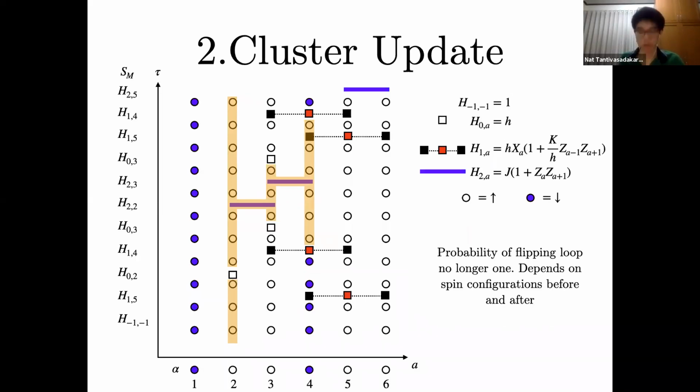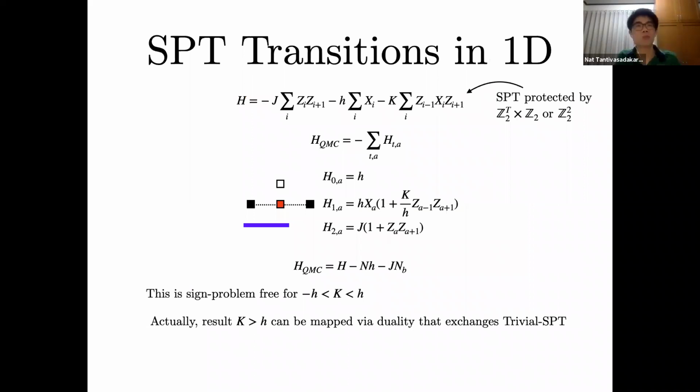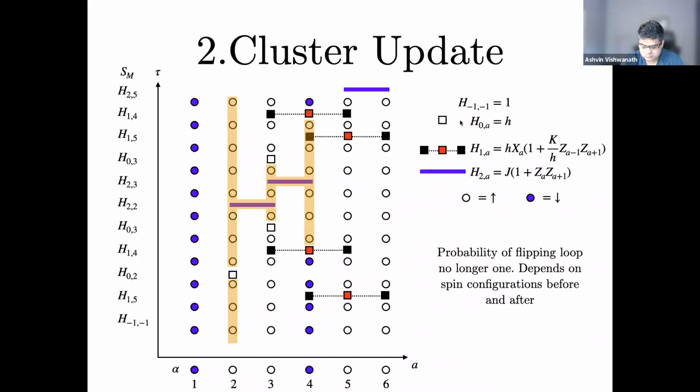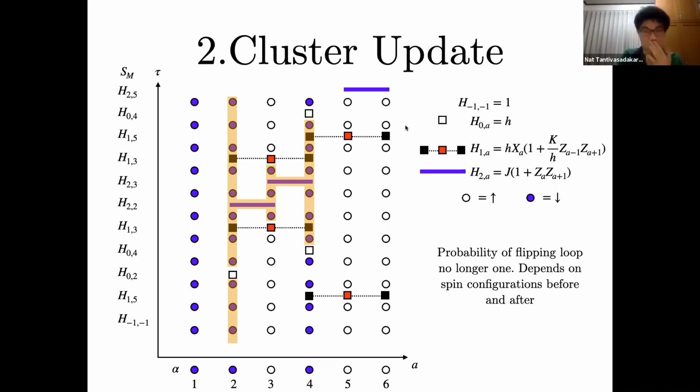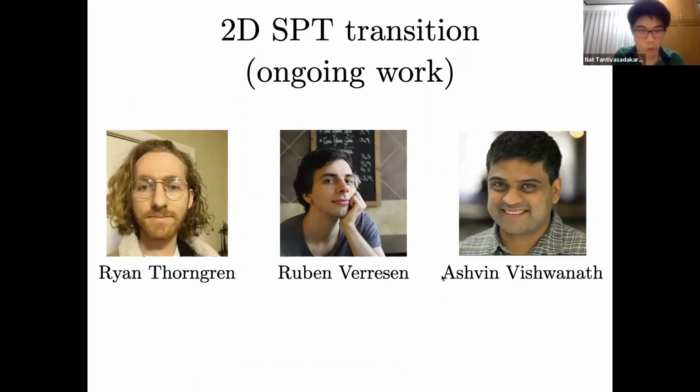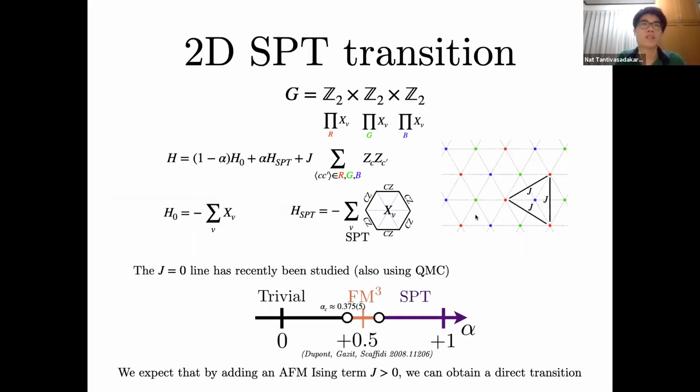Right. So this is how you can add SPTs in 1D and simulate them. And what I want to apply this to is an interesting SPT transition in 2D. And this is something I've been working on with Ryan, Ruben, and Ashwin. So instead of the cluster state in 1D, the SPT I'm interested in is the following. Instead of having 2 Z2 symmetries, it has 3 Z2 symmetries.